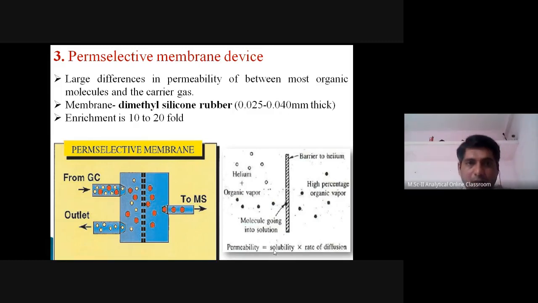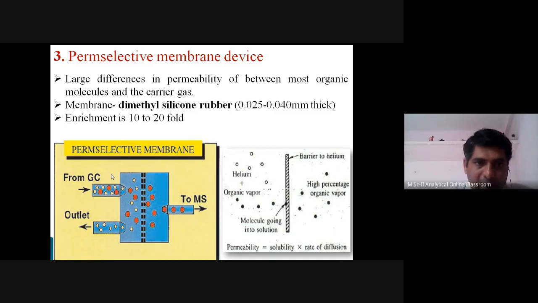Now this permselective membrane works, or is based, on the large differences in permeability between most organic molecules and the carrier gas. You have to remember that if there is no difference in the permeability, then this device will not work. So there should be a large difference in the permeability of the helium and the organic compound. Otherwise, it will not work.